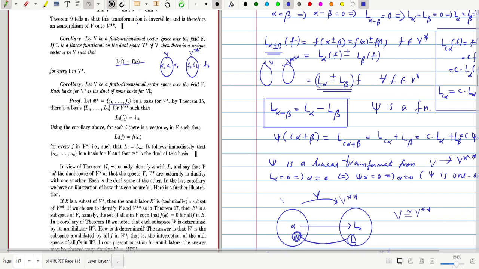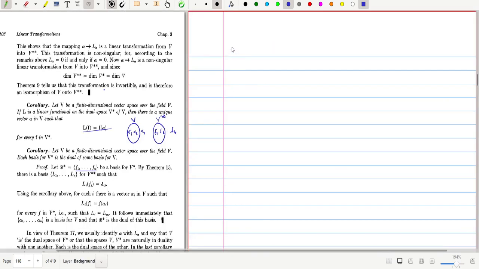Let V be a finite dimensional vector space over the field F. Each basis for V star is the dual basis for some basis of V. So every basis for V star can be considered as a dual basis of some basis of V. So this is the next question. For this we use the same isomorphism, psi from V to V double star.